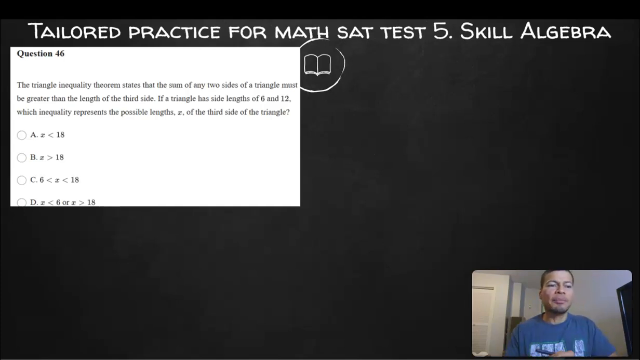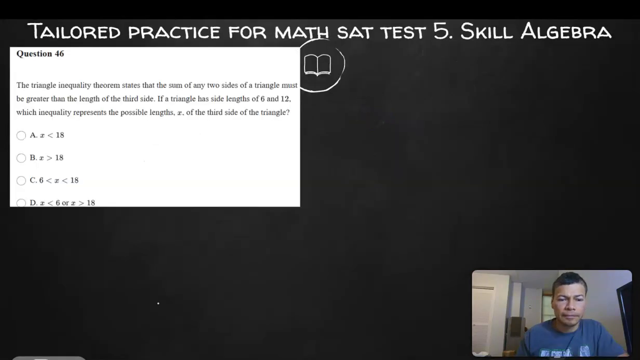Okay, guys, so this problem, question 46 on the website, says the triangle inequality theorem states that the sum of any two sides of a triangle must be greater than the length of the third side. So when you add the two sides, they need to be more than the length of the third side. Okay, so that's important. If a triangle has side lengths of 6 and 12, and I'm going to draw it. Let's suppose that this side is 6, and then the other side is 12.